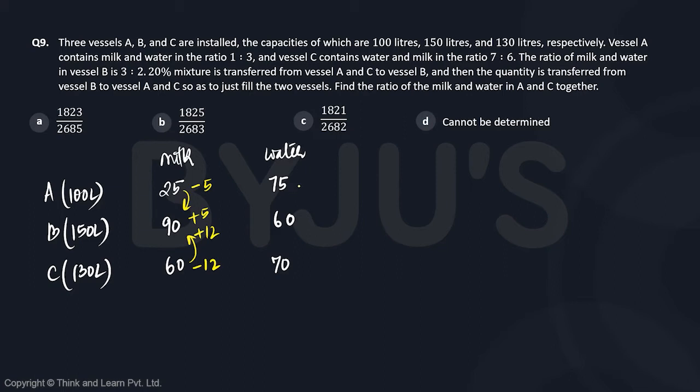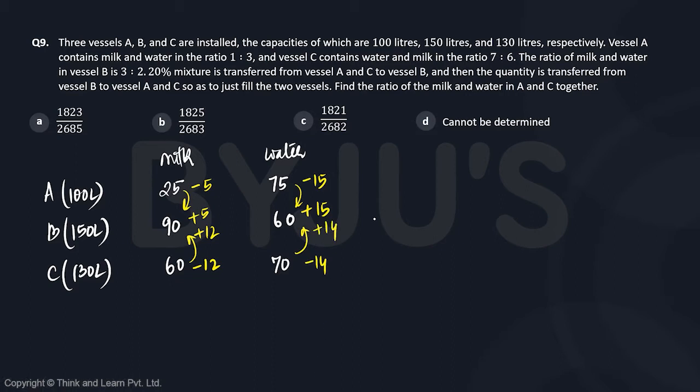Same will happen with water. So 20% of 75 liters, that is 15 liters, will be removed and put in B. Similarly, 20% of 70 liters, which is 14 liters, will be removed from C, and that will be added to B.